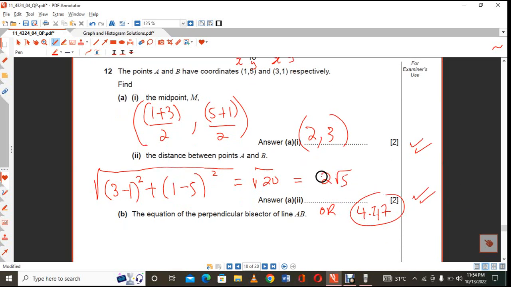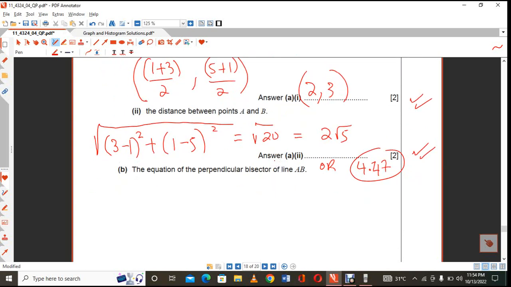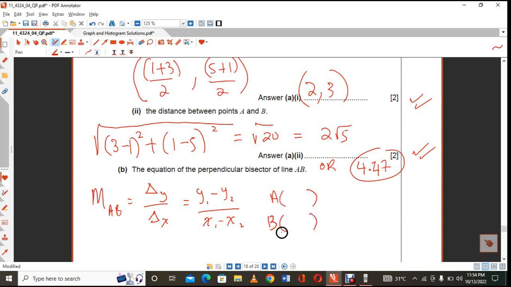Okay, the equation of the perpendicular bisector of line AB. So first, we need to find the gradient of line AB. The gradient is delta y over delta x. That means take two y values, subtract them, take two x values, subtract them. We know point A is (1, 5) and point B is (3, 1).